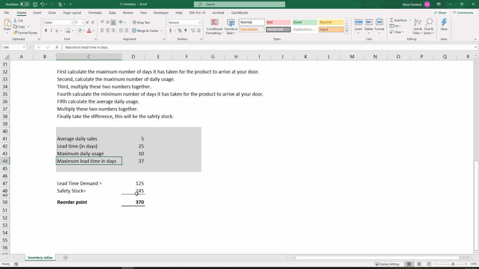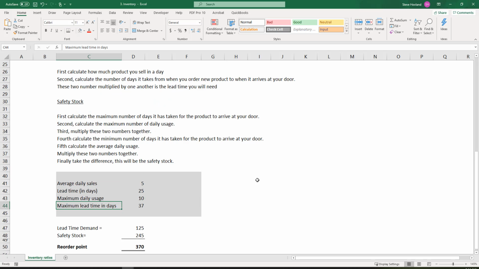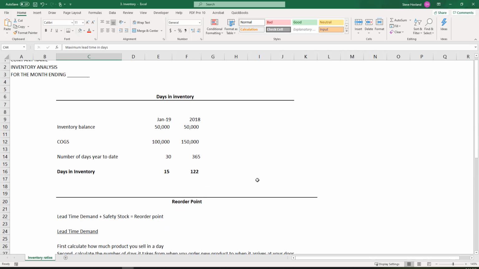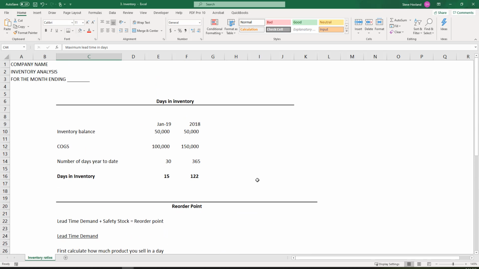So those are the two biggest formulas or ratios that you want to have in your inventory. And again, this is going to help you manage your company, and in particular manage the cash you have sitting in your inventory. So now let's go ahead and continue on with the presentation.